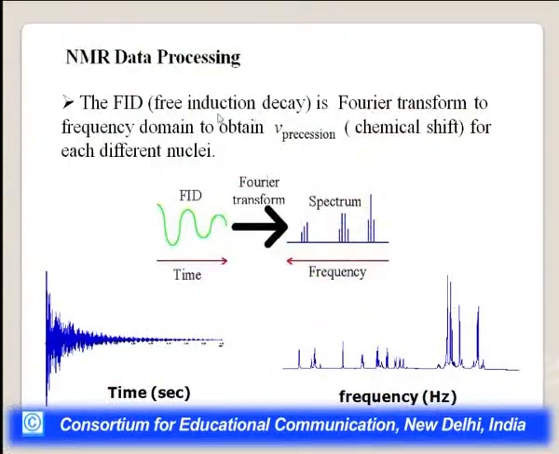Free induction decay, that is FID, is Fourier transformed, as you can see over here, from the time domain to the frequency domain, to obtain the frequency. Which frequency? We know that a proton is precessing against the applied magnetic field. Resonance is the condition when the frequency of the precession motion and the frequency of the radio wave, the electromagnetic radiation which we apply on organic molecules, match. That is called the frequency of precession. It is different for each different nucleus, and this Fourier transform from time domain to frequency domain gives the kind of spectra you will observe in an NMR spectrum.